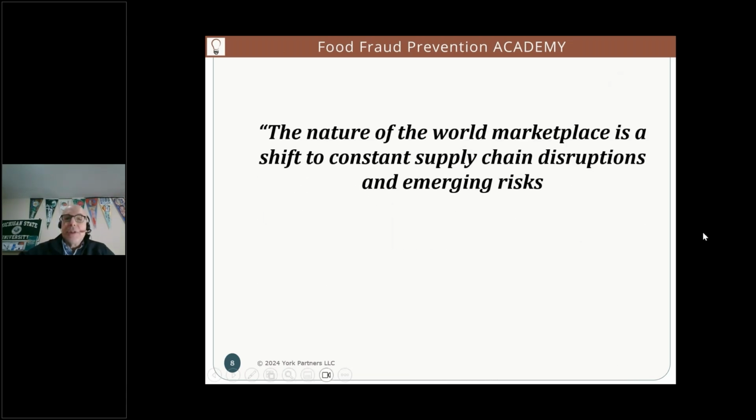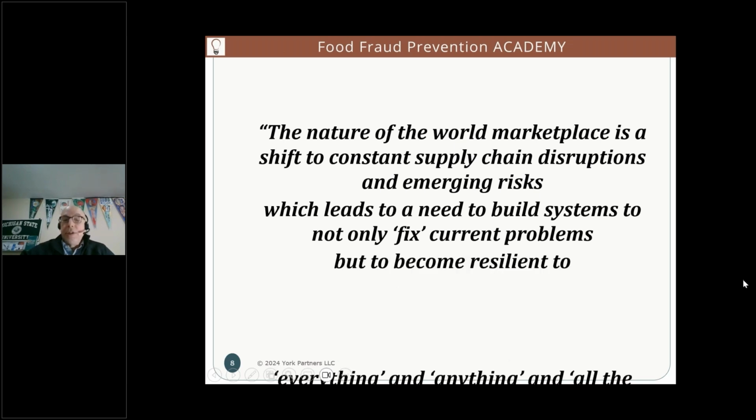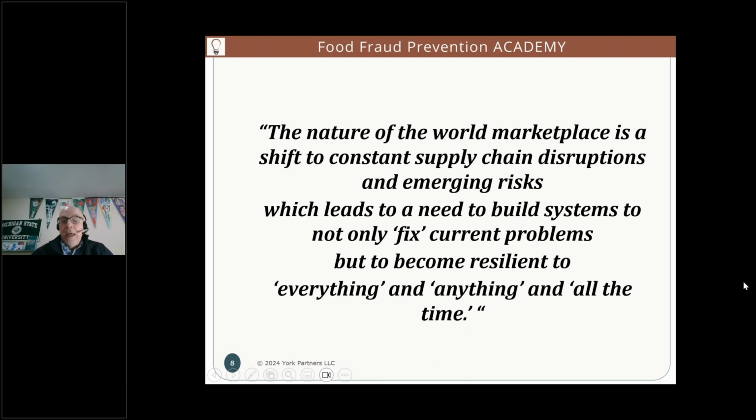So what we do see in the trends for food fraud is the nature of the world marketplace is a shift to constant supply chain disruptions and emerging risks. The world is going to be changing and changing faster. And a lot of times we fight, flee, or freeze. A lot of us are freezing right now because it's just too overwhelming. But we really do need to keep watching it, or your company could get hit with something and be out of business. It lends to the need to build systems to not only fix current problems, but to become resilient to everything and anything and all the time.